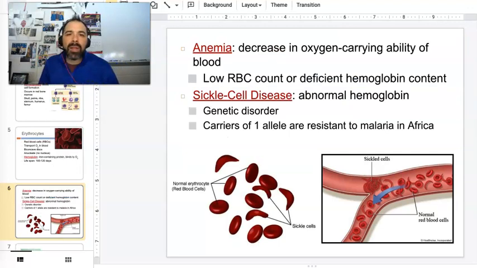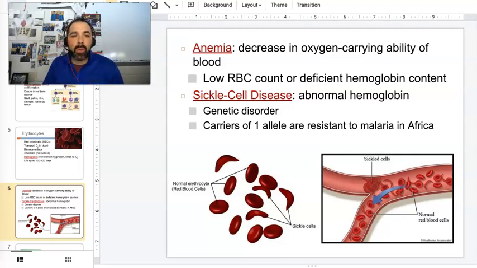We talk about red blood cells, and we do need to talk about some of the disorders. One of them is anemia, which is a decrease in oxygen carrying ability. Usually in anemia, you have a low red blood cell count, or you're deficient in hemoglobin content. There's also a thing called sickle cell disease, which is abnormal hemoglobin, and that's the sickle shape, like a half moon.